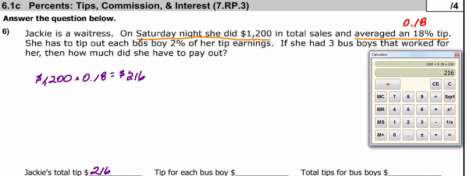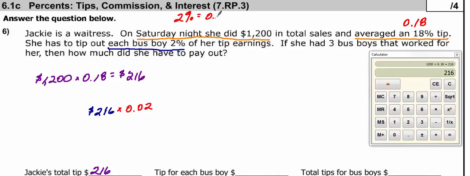Now what Jackie does is Jackie tips the busboys out of her money. She knows that if the busboys work harder, work faster, get more tables opened up, then more of her customers can sit down and she's going to make more money. So Jackie tips the busboys out of the money that she makes. So she takes the $216 that she makes and she tips each busboy 2%. So each busboy gets 0.02. That's 2%, so 2% is equal to 0.02.